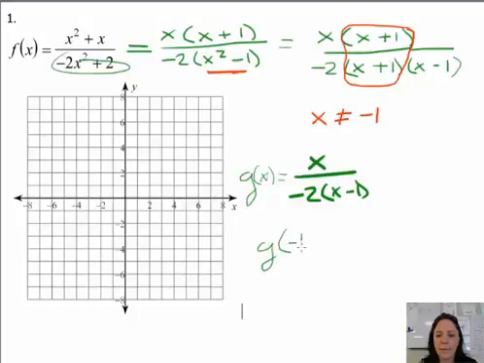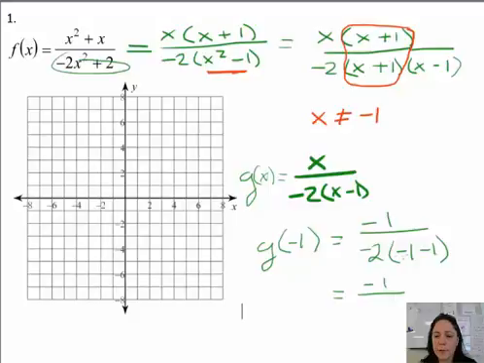So g of negative 1 is negative 1 in for my x over negative 2 times negative 1 minus 1, which is negative 1 over negative 2 times negative 1 minus 1, which is negative 2. Negative 2 times negative 2 is 4. So my hole is going to be at negative 1, negative 1/4. So here we go, negative 1, negative 1/4. I can't be too accurate, but there's my hole on the graph.